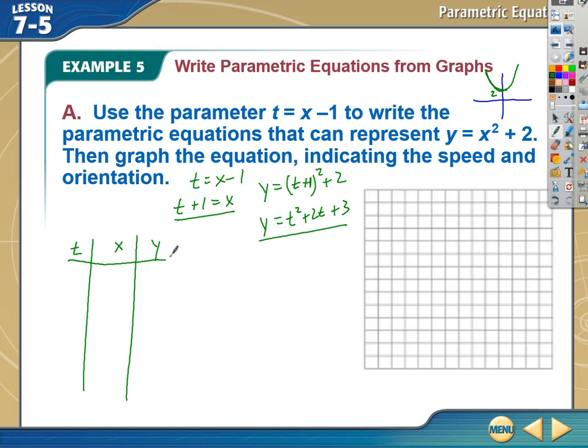So what I'm going to do is, for my t, I'm going to choose -3, -2, -1, 0, and 1. I plug into x. So -3 plus 1 is -2. -2 plus 1 is -1. -1 plus 1 is 0. 0 plus 1 is 1. And 1 plus 1 is 2.